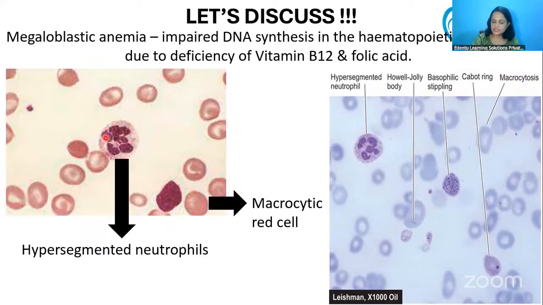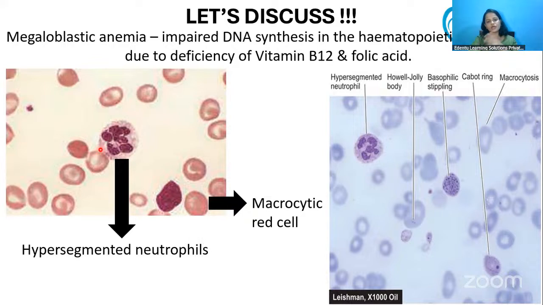The characteristic feature in megaloblastic anemia is hypersegmented neutrophils. Normally a neutrophil has 3 to 4 lobes, which are enlargements seen inside the neutrophil. But in megaloblastic anemia, 5 or even more than 6 lobes can be seen in the neutrophils. Those are called hypersegmented neutrophils. Now, this is about neutrophils.